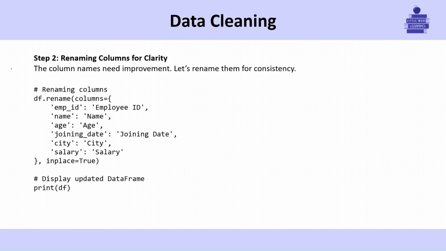Next is renaming the columns. Here, the column imp ID is renamed to employee ID, name to Name. We are changing the case of the first letter. Similarly, for the other columns, we are doing the same thing. And as explained, inplace ensures that no copy of your dataset is created, and the changes are made in the original dataset itself.